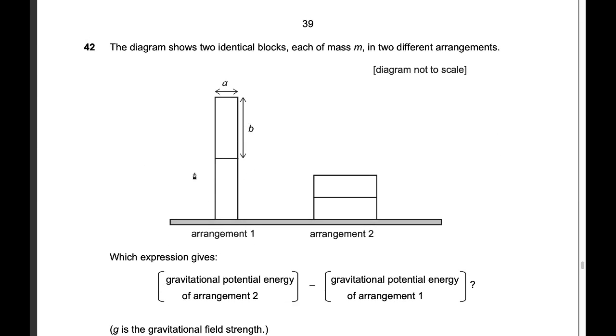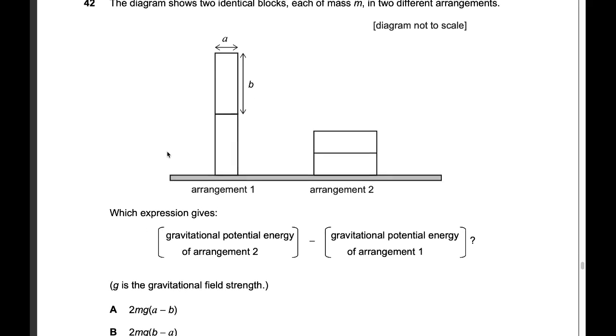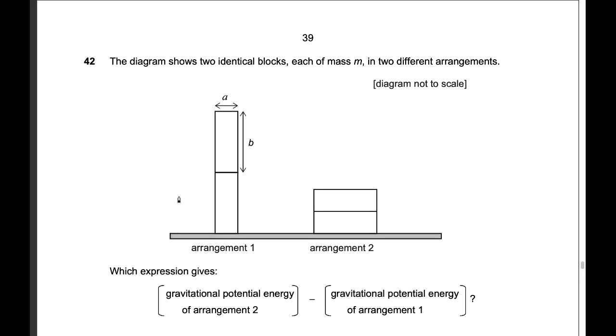So two identical blocks, each of mass m, in two different arrangements. Which expression gives the gravitational potential energy of arrangement 2 minus the gravitational potential energy of arrangement 1? So this is just asking where the centers of mass are. They both have the same mass, which is 2m. This arrangement is 2 blocks, this arrangement is 2 blocks, so they're both 2m. But where's the center of mass? You just have to look at it, it's symmetry really.